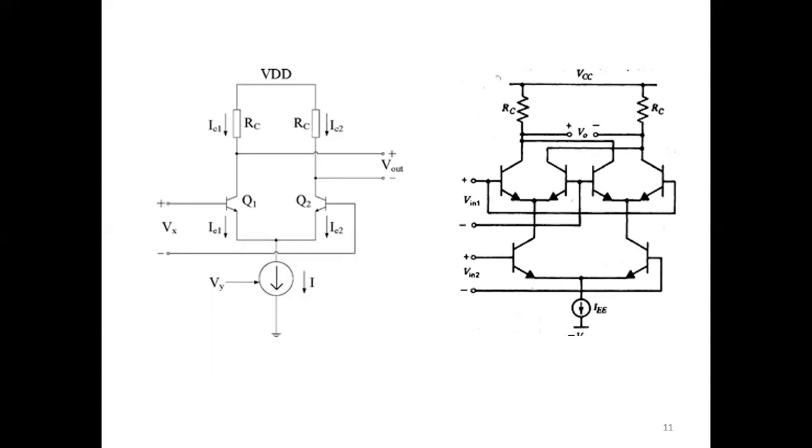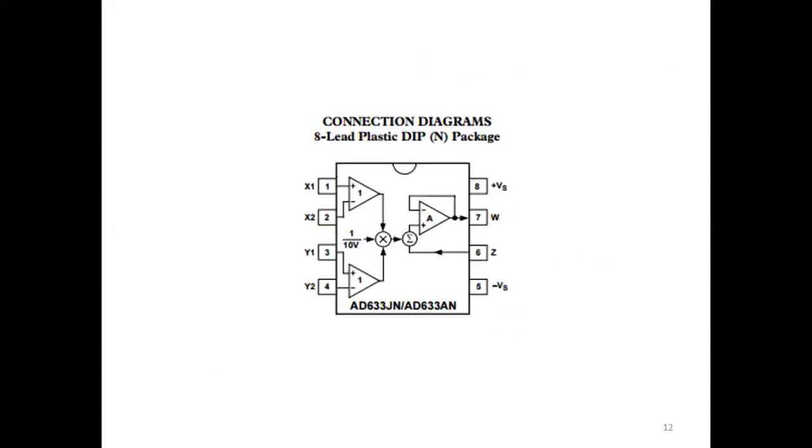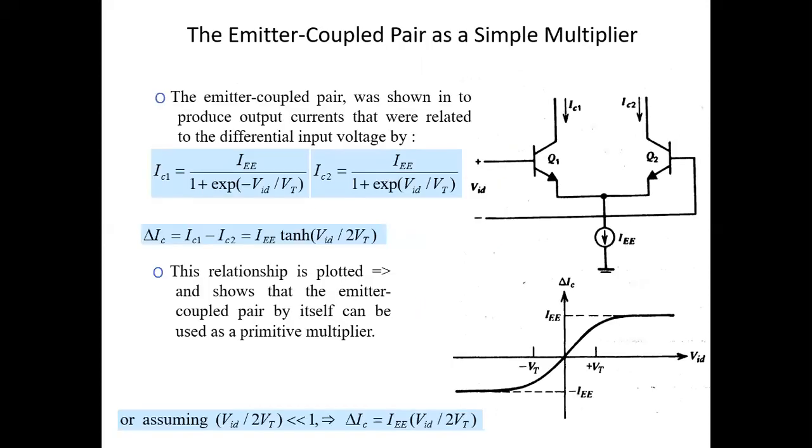This is the internal circuit which produces the analog multiplier. This is the pin diagram of the analog multiplier. It is an AD633JN or AD633A. It is an 8-pin package which represents the analog multiplier. This is the emitter coupled pair as a simple multiplier. The emitter coupled pair shown in the diagram produces output currents that are related to the differential input voltage, that is IC1 and IC2. So the change of current will define the output.